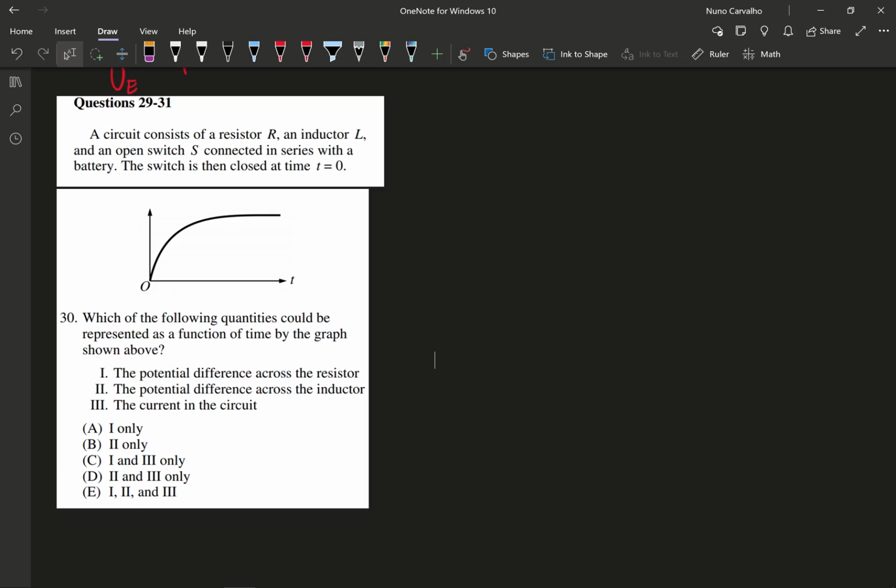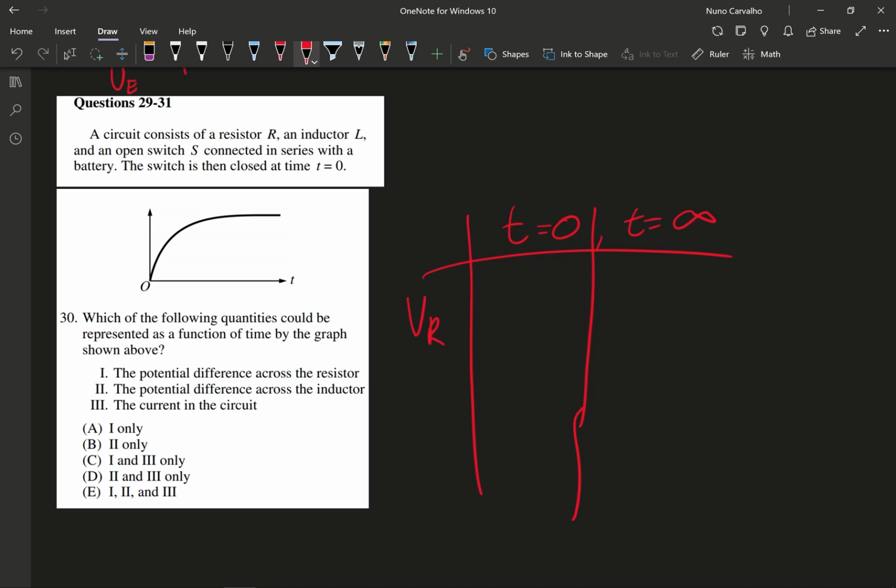Number 30, we're still working with the same circuit from before, and now we're asked which of the following quantities could be represented as a function of time by the graph shown above. And I think what we should maybe do here is imagine that we have here time equal to 0, time equal to infinity, and we're going to create a table here for the values that are listed, which is potential difference across the resistor, potential difference across the inductor, and current in the circuit.